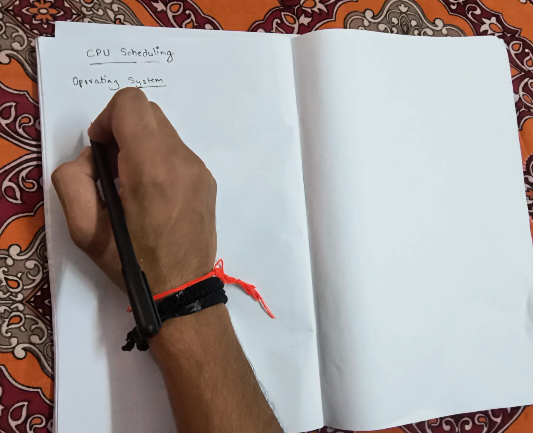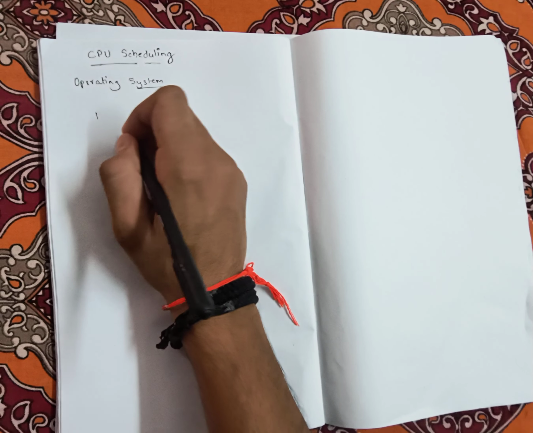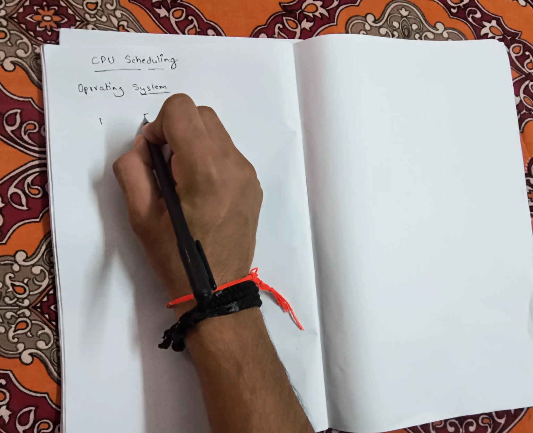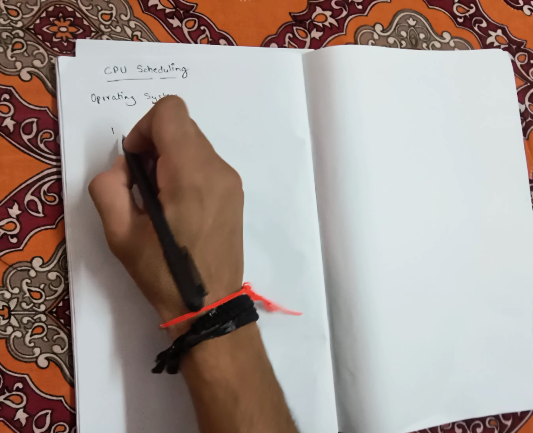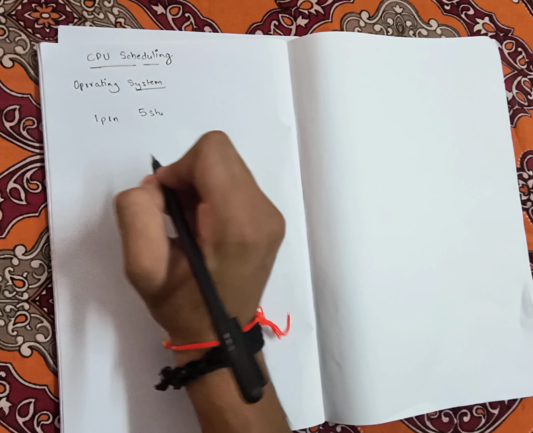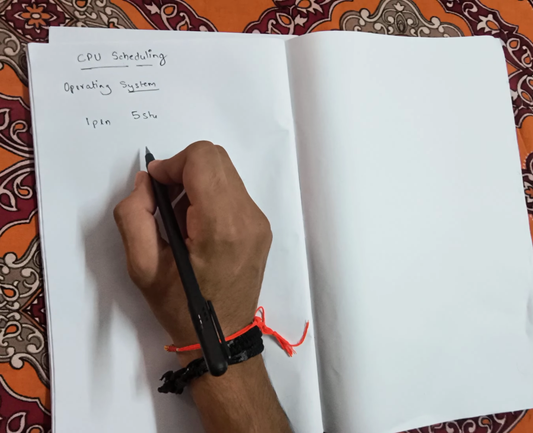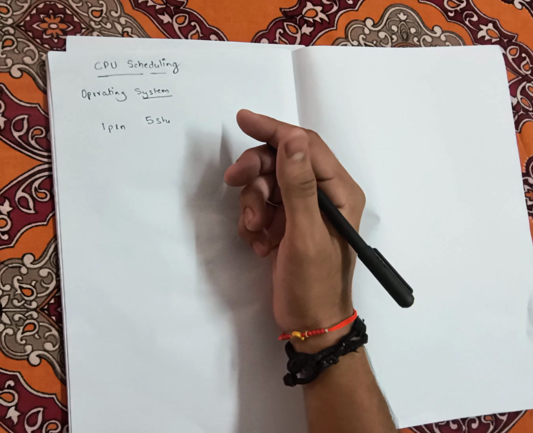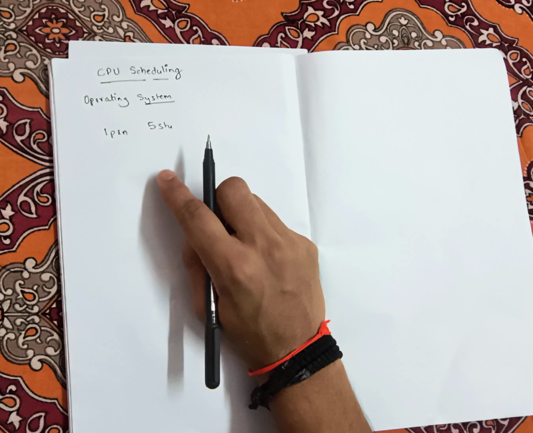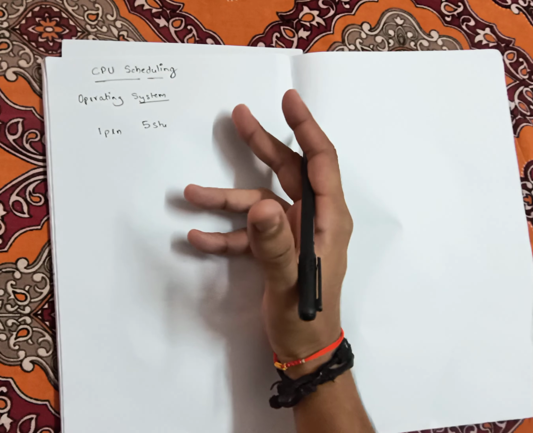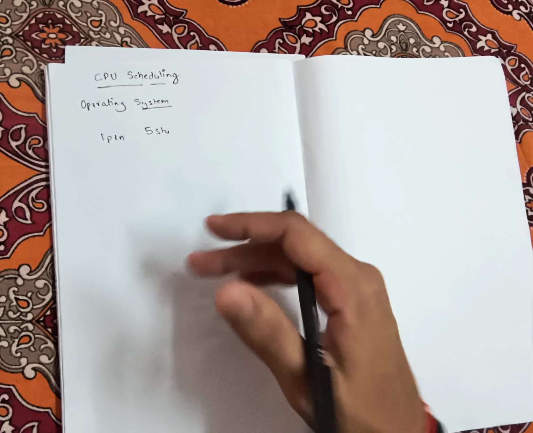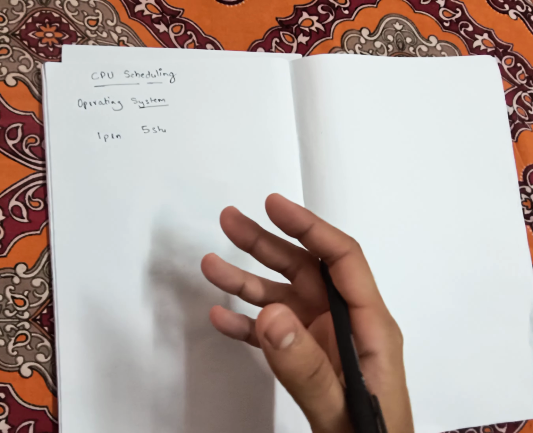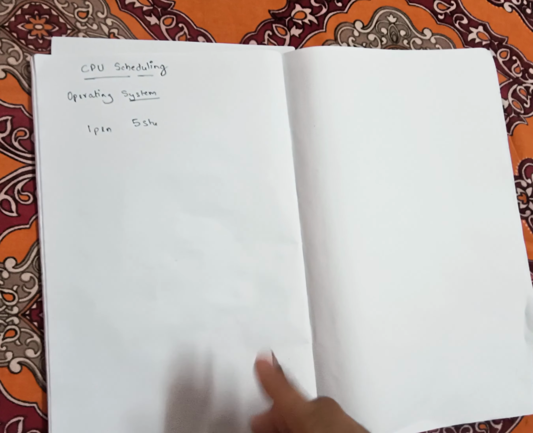Imagine a classroom with only one pen and you are five students. Everyone wants to write at the same time, but only one person can use the pen at a time. So the teacher decides the order, who gets the pen first and who gets it next, and for how long. That's exactly what CPU scheduling does.